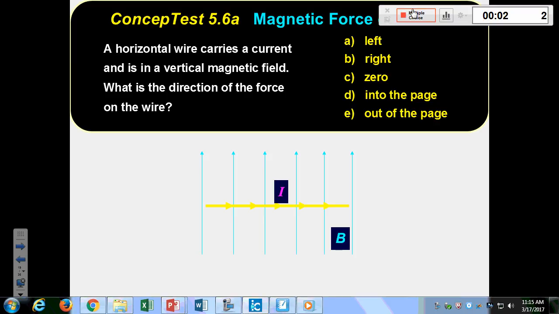All right, what's the direction of the force on this wire? In every book I think it shows up better, but here the magnetic field is up and the current is to the right.